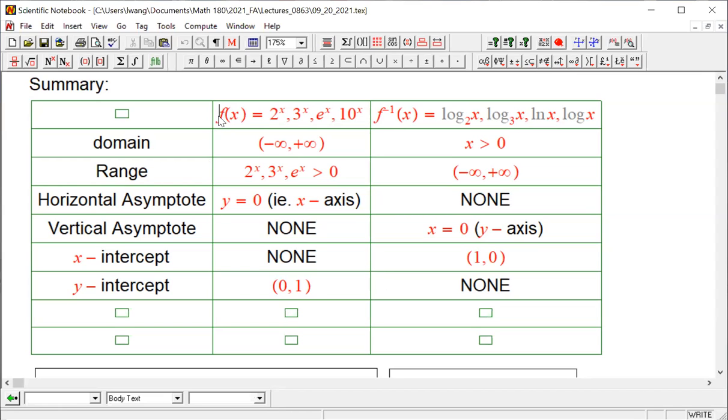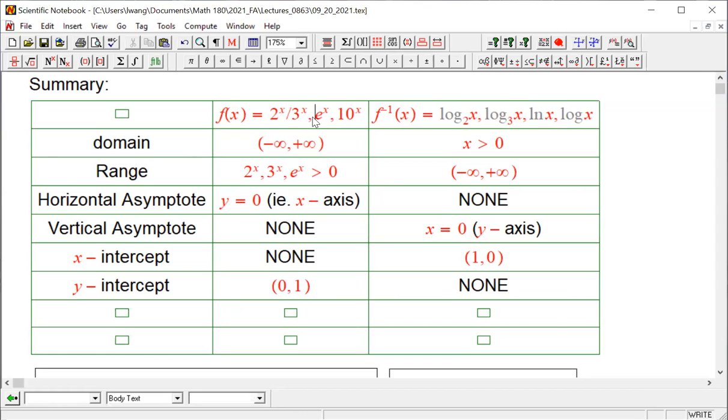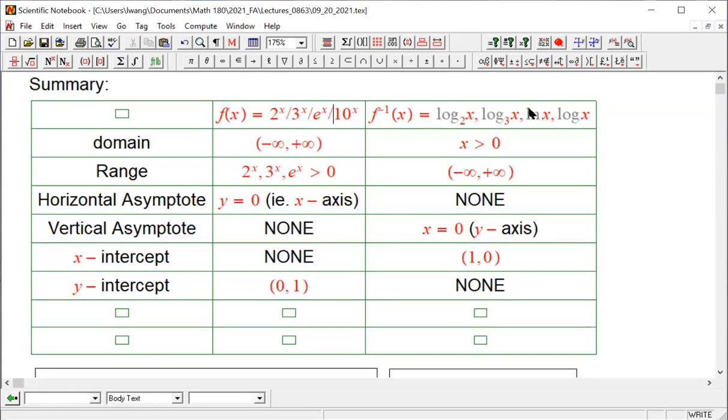f of x can be any one of these. Okay, any one of these. Maybe I should do this. Any one of these. And its inverse could be any one of these. They are one-to-one, they have these correspondence. And at the end points, right?